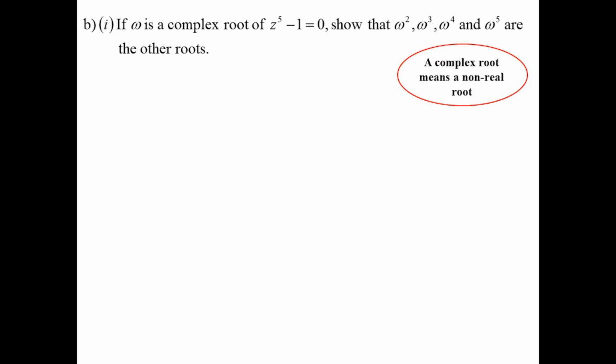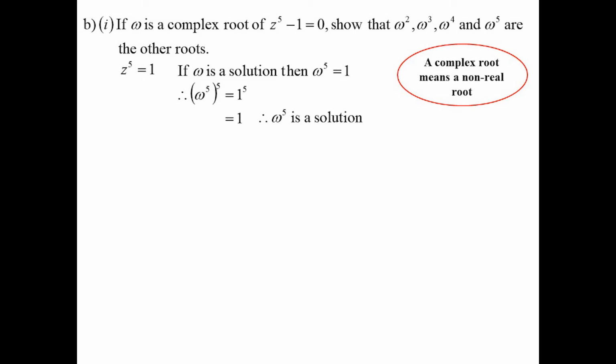So how do I then prove the other ones are roots as well? Well, z to the power of 5 is equal to 1. We know that. And they've told us omega is a solution. So therefore, omega to the power of 5 must be equal to 1. I'm going to play around with the indices a bit here. So if omega to the power of 5 is equal to 1, then omega to the power of 5, to the power of 5, must equal 1 to the power of 5, which is 1. So omega to the power of 5 is also a solution. Now, omega squared to the power of 5, I could rewrite as omega to the power of 5, squared. And we know omega to the power of 5 is equal to 1. And 1 squared is 1, so therefore omega squared is a solution.